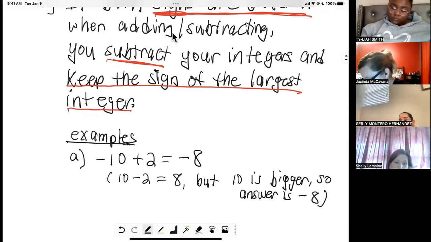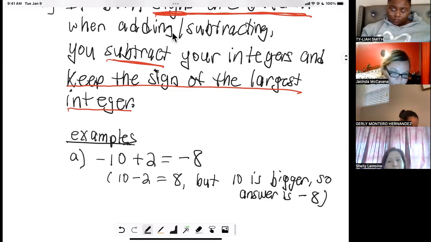So in my head, I'm going, okay, 10 minus 2 is 8. They're opposite signs, so I subtract them. 10 minus 2 is 8. But 10 is bigger than 2, and 10 has a negative sign. So my answer had to be negative 8.